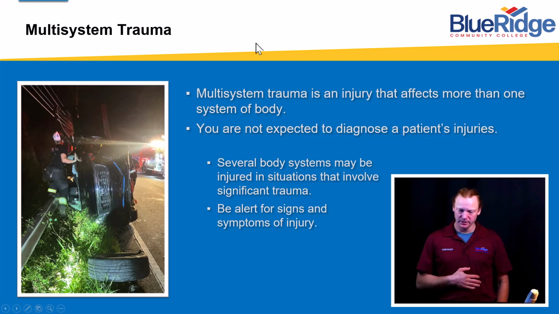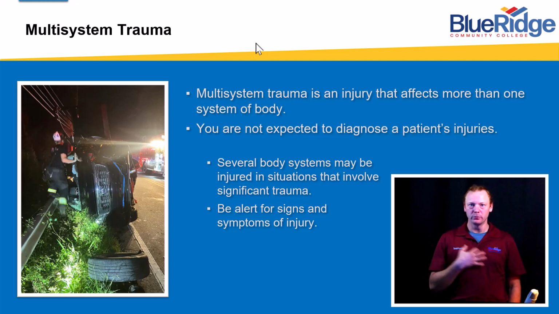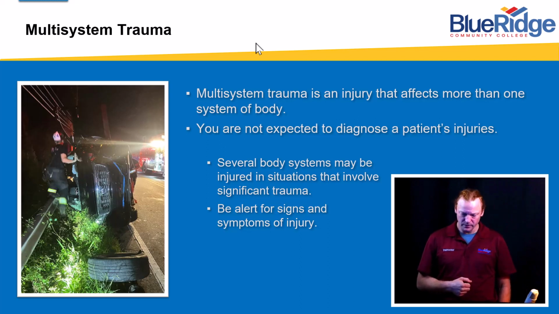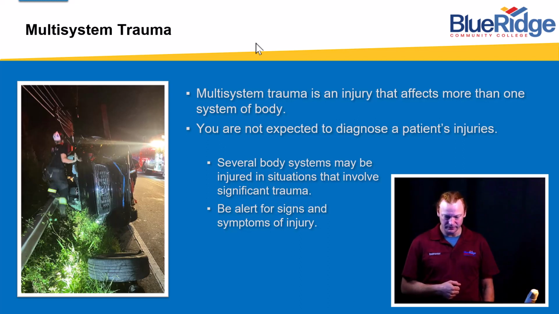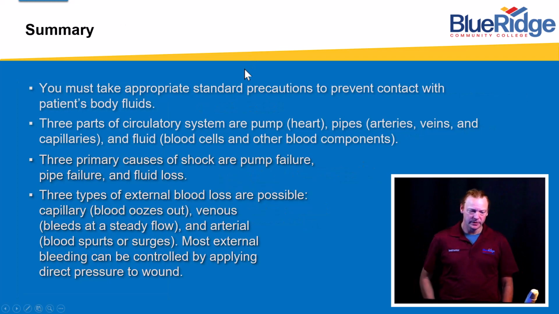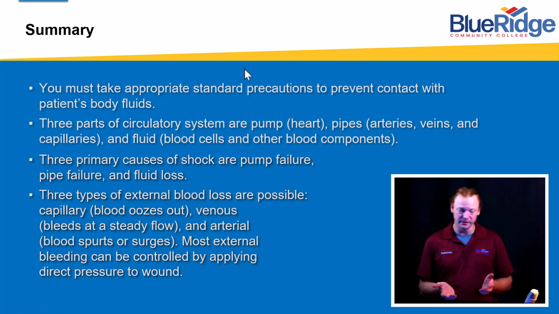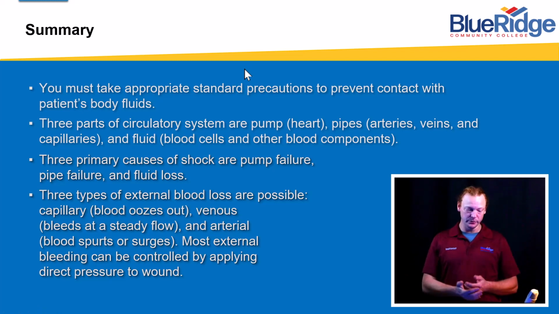Multi-system trauma. This is an injury that affects more than one system of the body. So now we're not looking at just, oh, I broke my arm. Now we've got, I broke my femur, my tibia, my arm, and I also have a dislocated shoulder. Or we have multiple internal injuries as well. Several body systems may be involved. You may have internal and external injury patterns. So in summary, you must take appropriate standard precautions to prevent contact with our patient's bodily fluid.